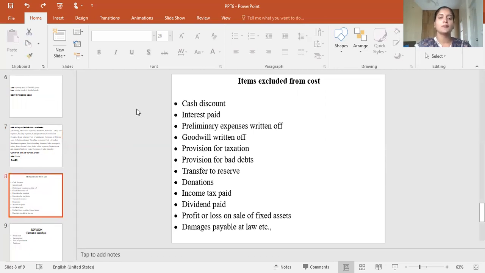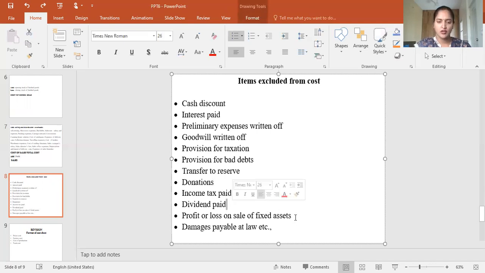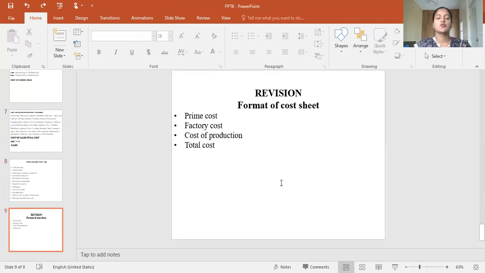What are the items that should not be included in the cost? When you are preparing the cost sheet, some of the items should be totally excluded, which are the cash discount, interest paid, preliminary expenses written off, goodwill written off, provision for taxation, provision for bad debts, transfer to reserve, donations, income tax paid, dividend paid, profit or loss on sale of fixed assets, and damages payable at law. These are all the expenses that should not be included when you are preparing the cost sheet.